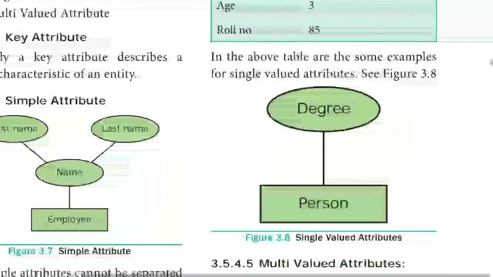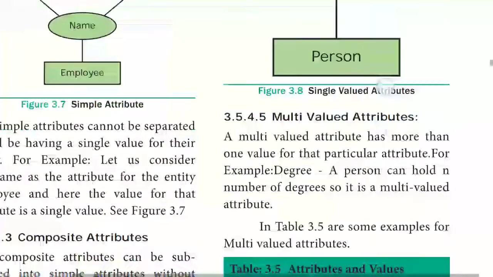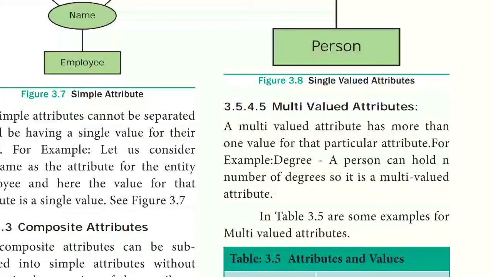So next is multivalued attribute. Here you can see that a student will have multiple subjects. For example, a student will study multiple subjects. This student will study English. The same student will also study Tamil, Maths, Science, Social, everything. So these kinds of multiple values linked to that particular entity are known as a multivalued attribute.